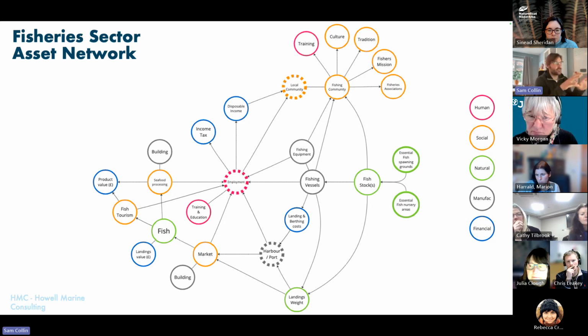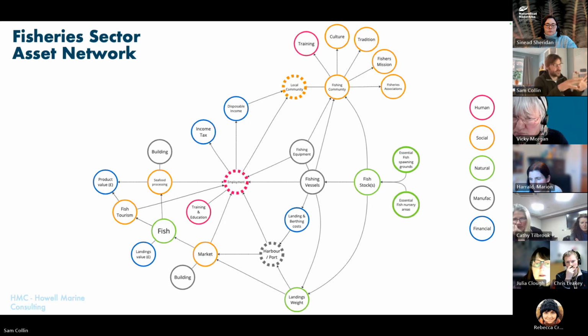So I guess through this approach, as I mentioned, you can visually represent the different capitals, and using this approach, you can also make these as complicated and broad or as simplified and small as you'd like, and it all depends really on the kind of question you're asking.